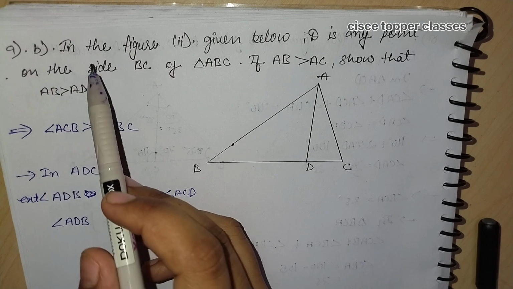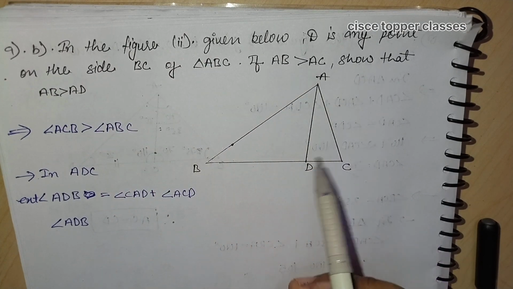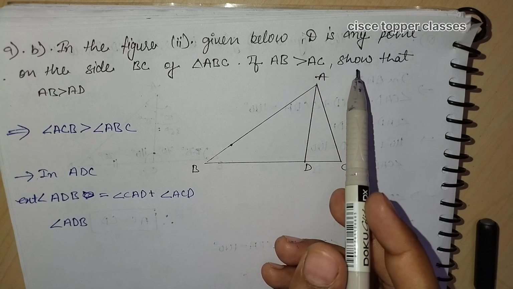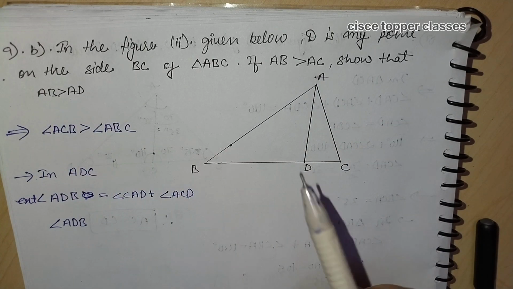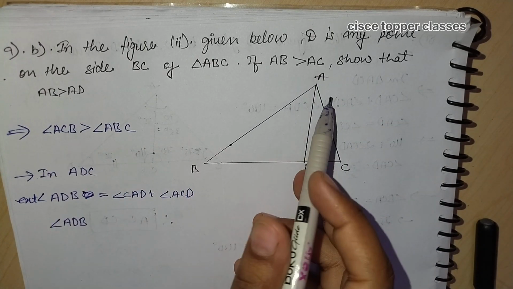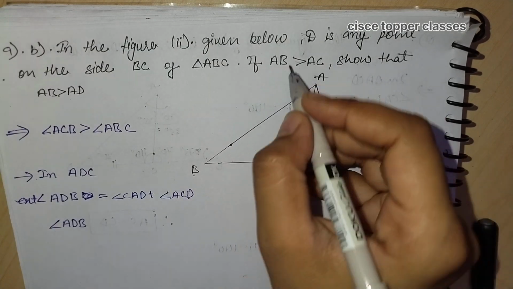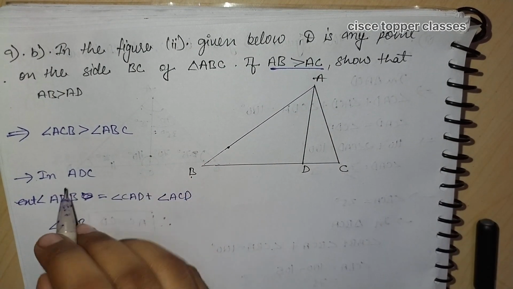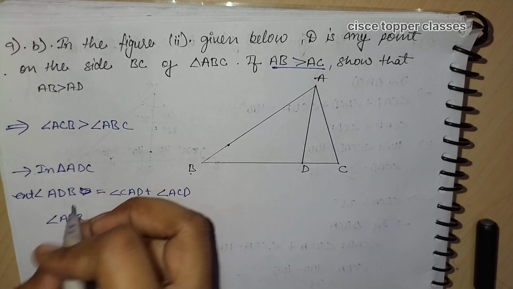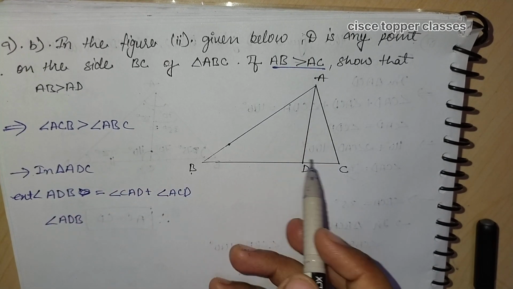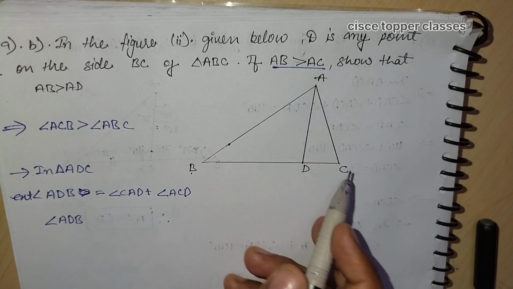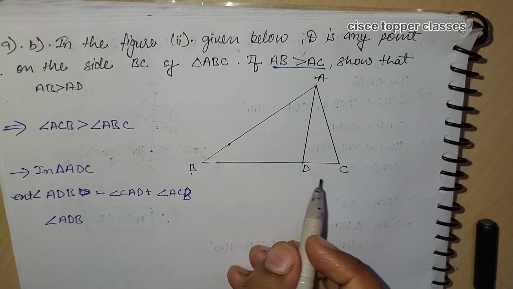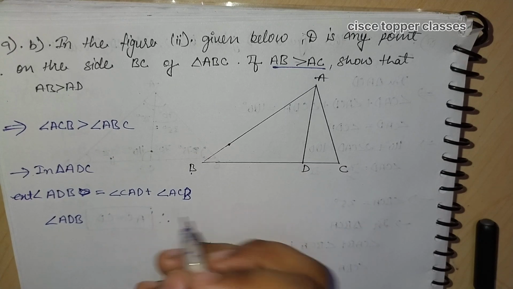Now let us solve the ninth second question. In the figure given below, D is any point on the side BC of triangle ABC. If AB is greater than AC, then show that AB is greater than AD. So here angle ACB is greater than angle ABC by this information, because the angle opposite the greater side is greater. So in triangle ADC, we can simply write that angle ADB is equal to angle ACB plus angle DAC, or CAD.